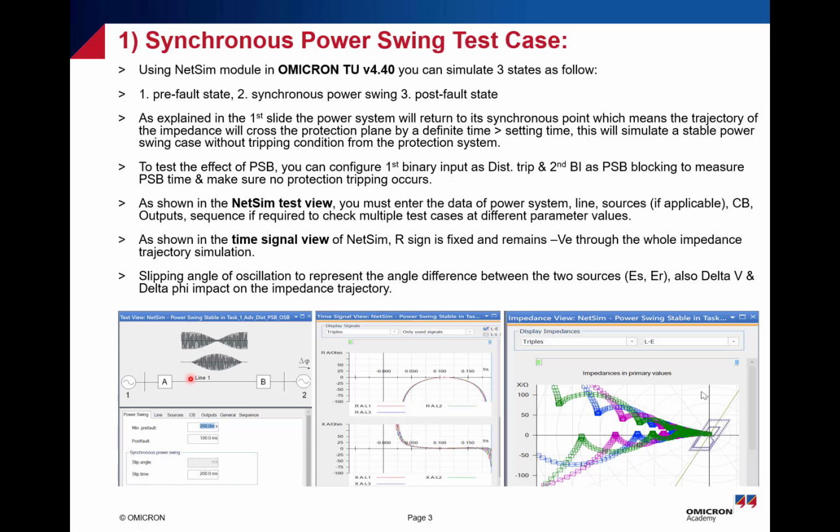In this part, we will explain more about the pre-fault and post-fault, the slip angle of the oscillation, which represents the angle difference between the sending and the receiving source, which are ES and ER, and also the delta V and the delta phi. They can be specified here, delta V and delta phi, to check their impact on the impedance trajectory. Okay, this is the first test case.